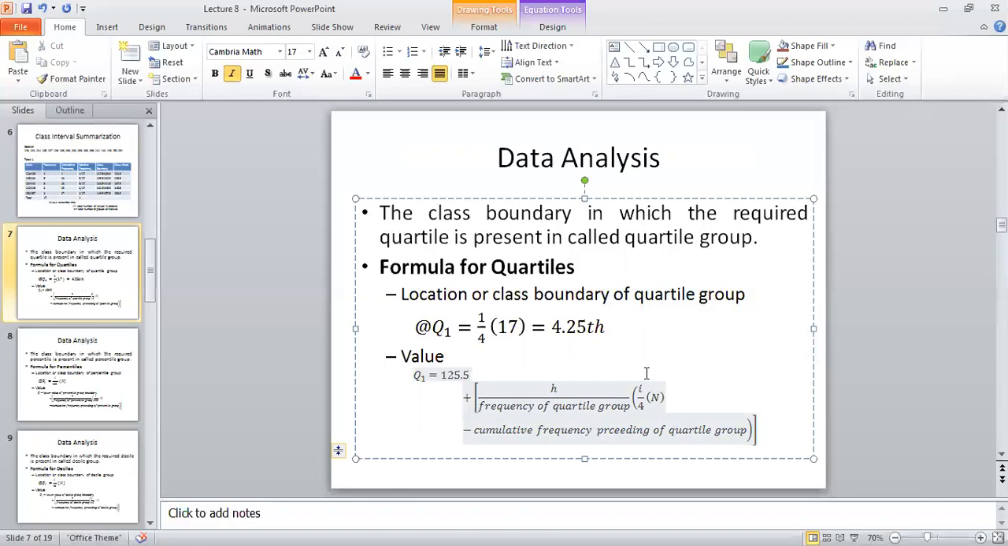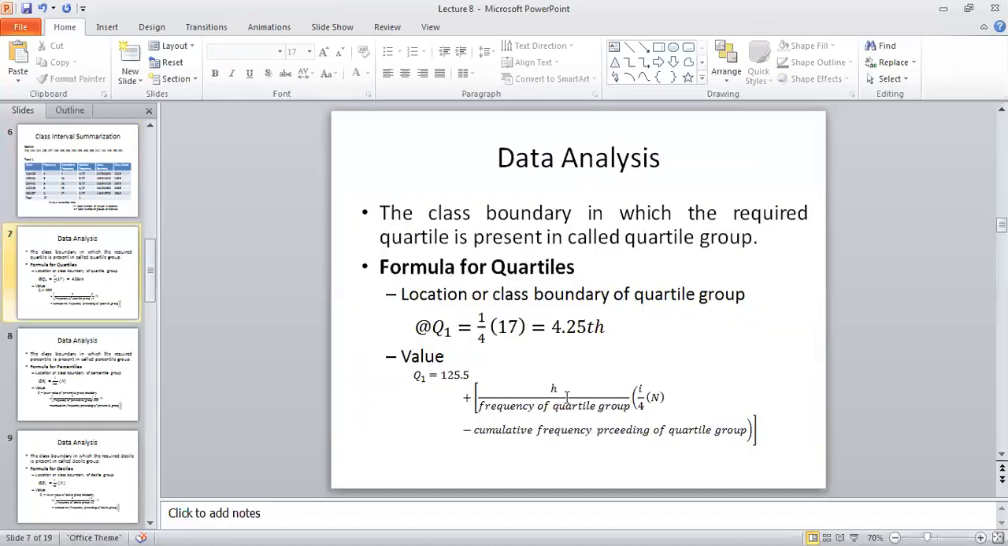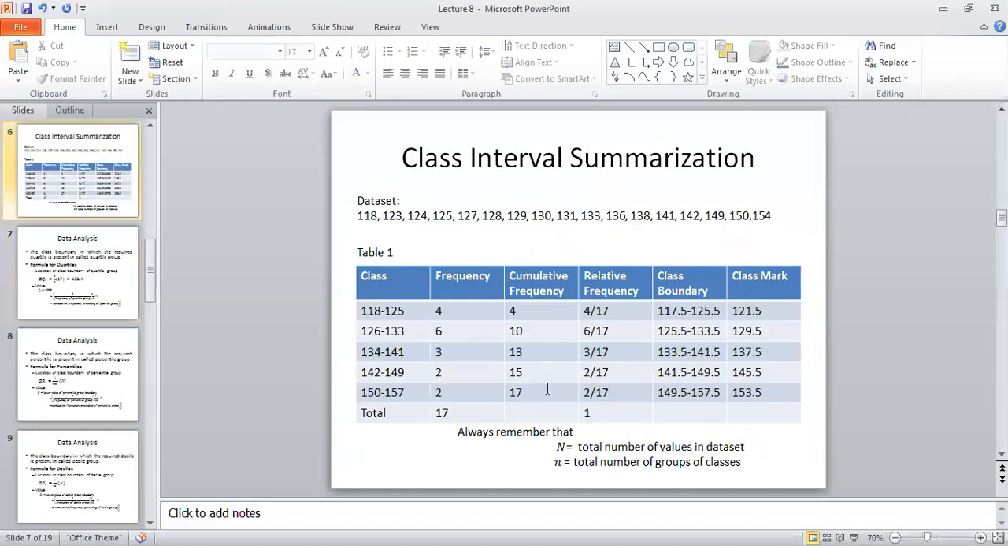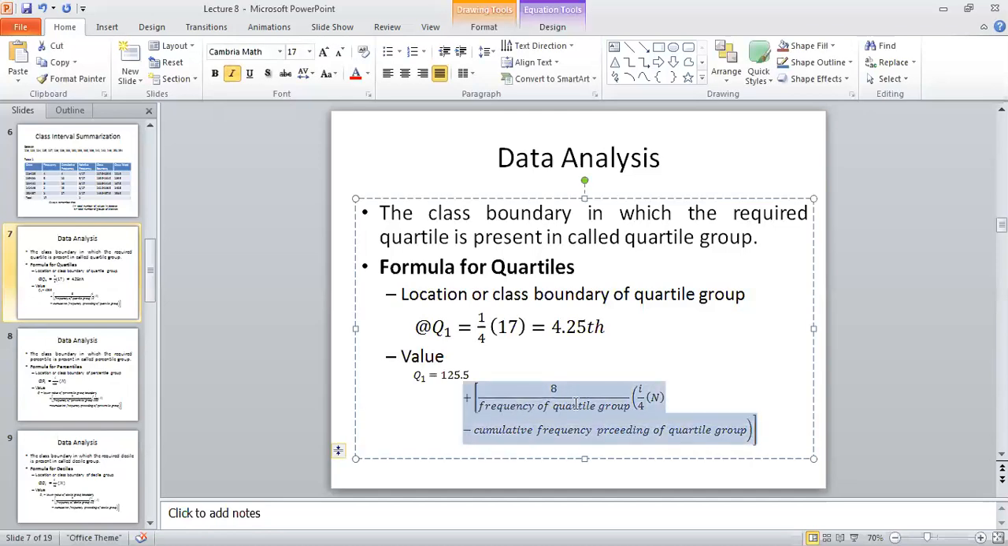The class height, the vertical distance between the values of two consecutive classes, is 8. We had determined this earlier as well. So we replace h with 8. And the frequency of this quartile group is 6, because it is in the second class interval. So we replace the frequency of the quartile group with the numeric value 6.